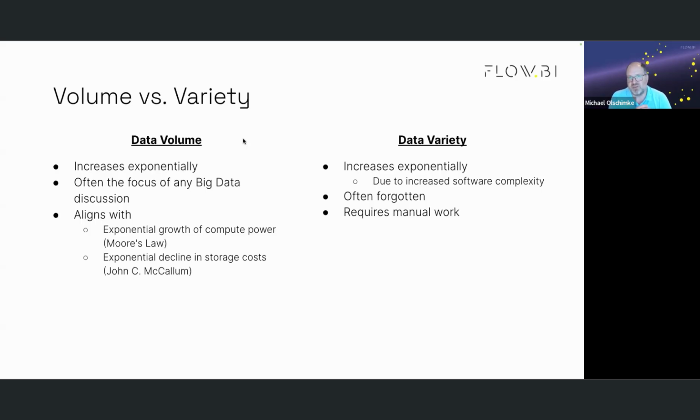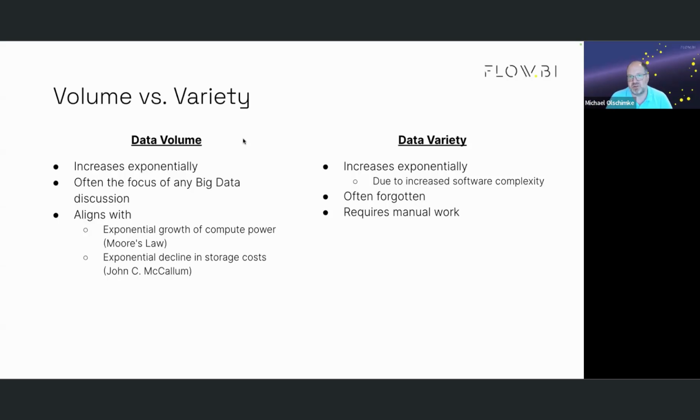There's some research on this, actually not on how data variety increases, but on how software complexity increases. And I truly believe that data variety aligns with that as well. The more complex software gets, the more complex data structures you get, and that's why you get more and more complex data structures to be analyzed. That's my opinion. You might agree or not.